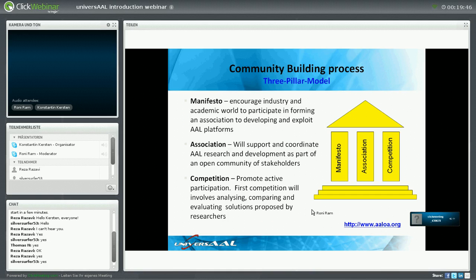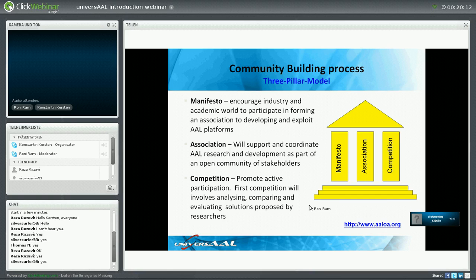In order to build an open source community, we are using an approach that is based on 3 pillars. The first one is publishing a manifesto that does not represent only the specific vision, objectives, and challenges of universAAL. It is a widespread call for action, inviting individuals, organizations, and companies to share their efforts to standardize a common AAL platform.